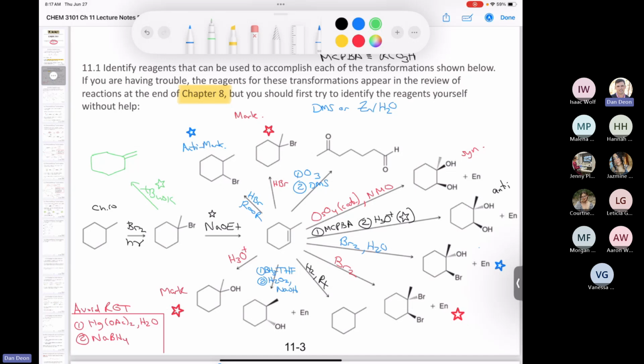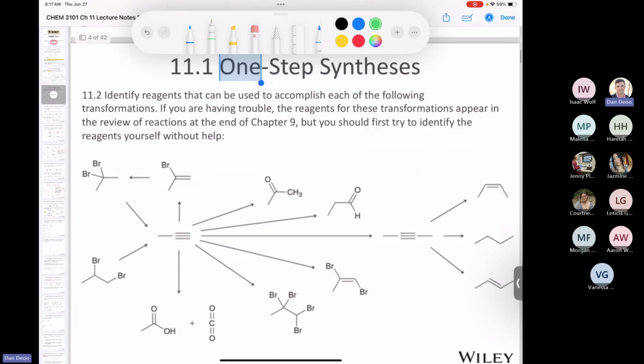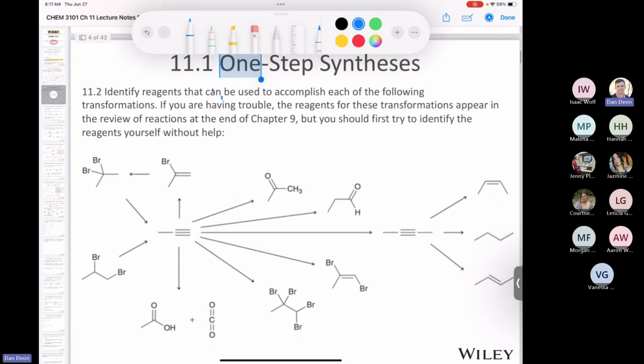Well, that is only a part of the reactions we've learned this semester. We also learned one-step syntheses. I don't know why that's highlighted, but anyhow. All right, we'll just leave it the way it is. We also learned one-step syntheses for alkynes.